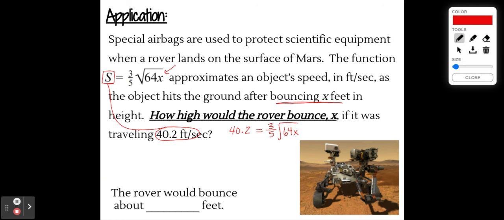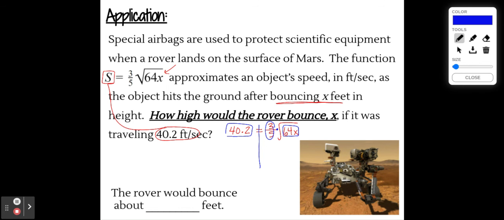All right, so let's get ready to solve this. What do you think will be our first step? Do you see how the 64x is trapped under the radical? Let's leave it there and let's undo this. Do you see how this is times 3/5? Well, what we can do is we can divide by 3/5, or we can even multiply by the reciprocal. But do you notice that the number on the other side is a decimal? It might be easier to work with 3/5 if we change it to a decimal.